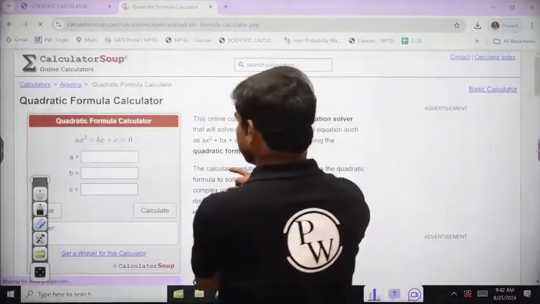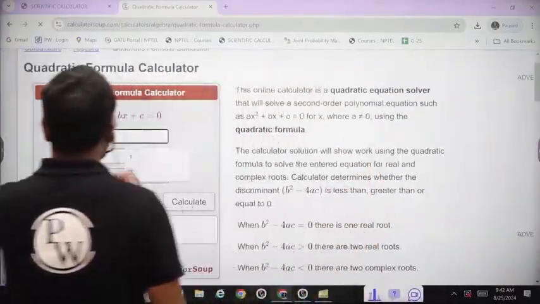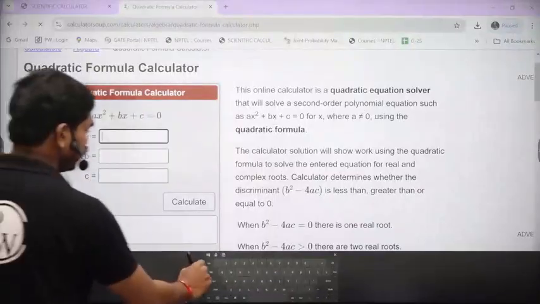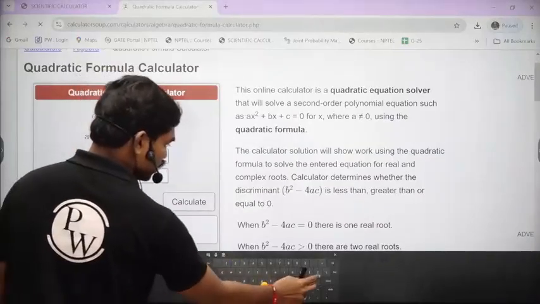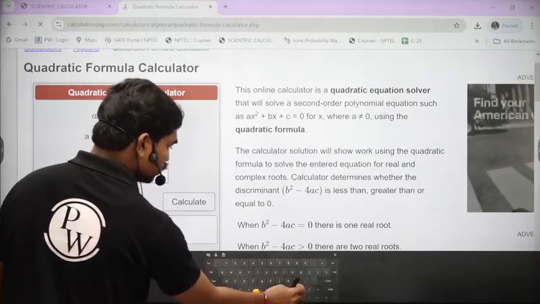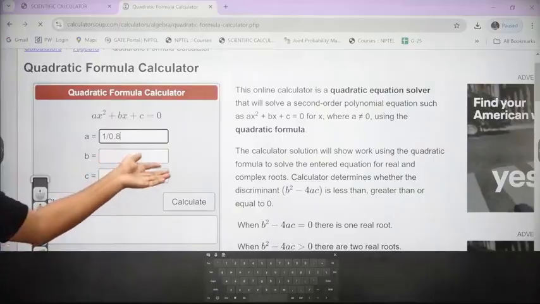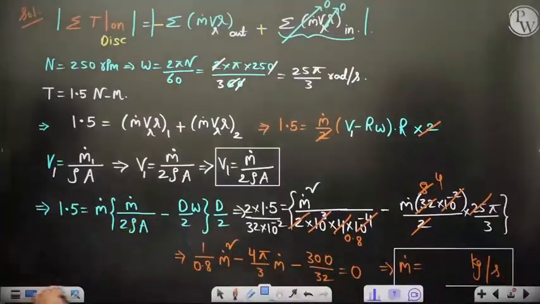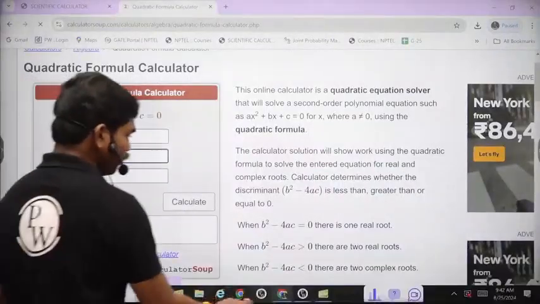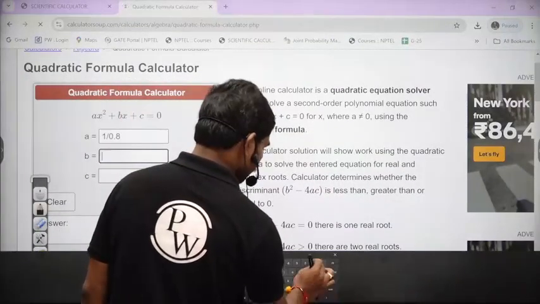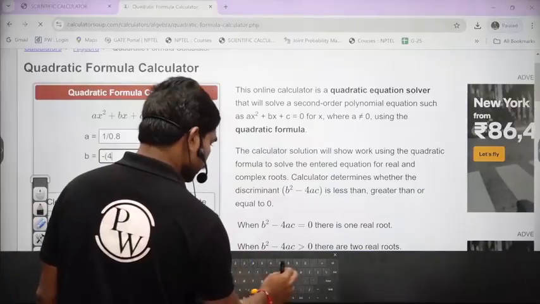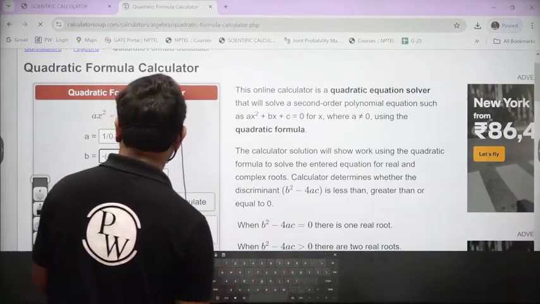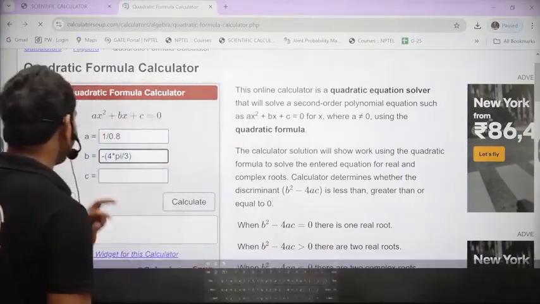Good. So we got the solver actually here. So let's solve ax square plus bx plus c. So what is the value of a actually? 1 by 0.8. Okay, so normally you can get the Casio and you can calculate this, but let's use a solver anyway. So b is minus 4 pi by 3, minus 4 pi by 3. Okay, and what about c?